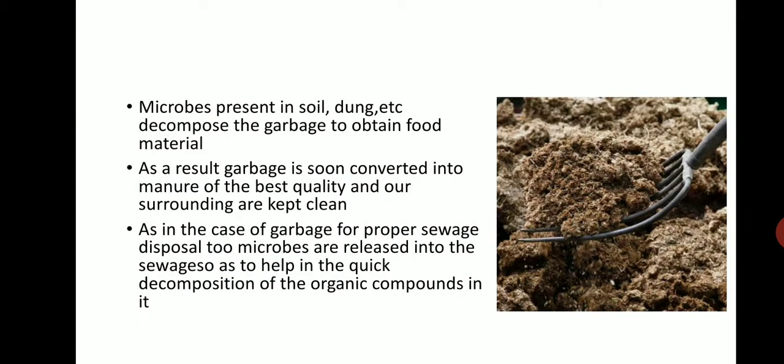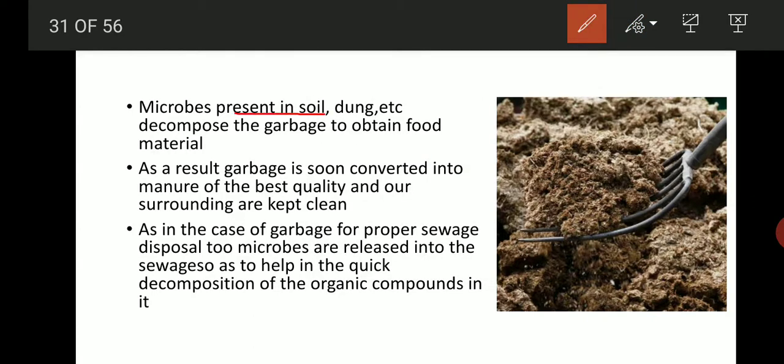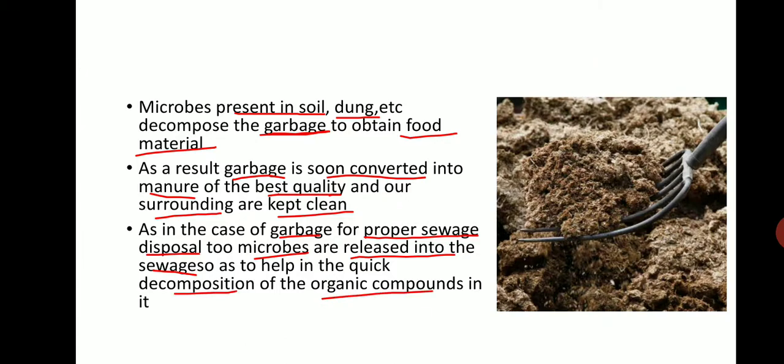After 3 to 4 weeks, you can see microbes present in soil, dung, etc. decompose the garbage to obtain food material. As a result, garbage is soon converted into manure of the best quality and our surroundings are kept clean. As in the case of garbage, for proper sewage disposal too, microbes are released into the sewage so as to help in the quick decomposition of the organic compounds in it.